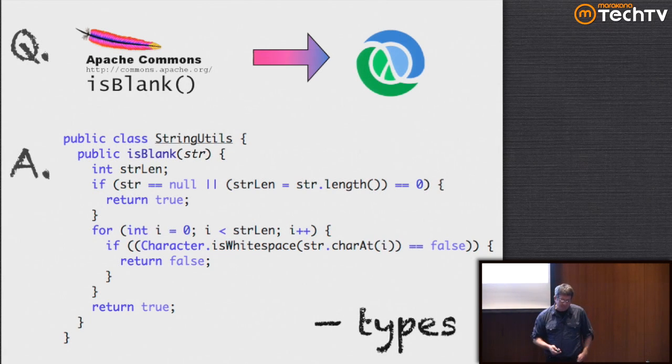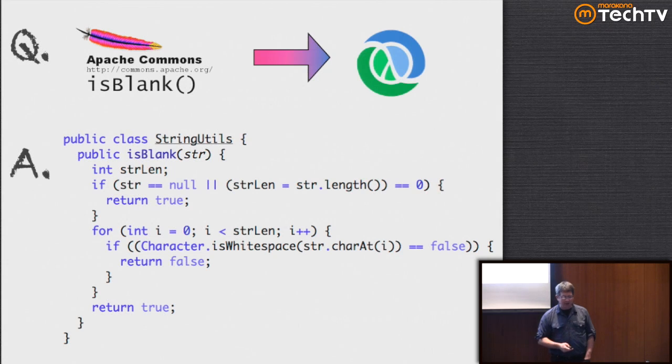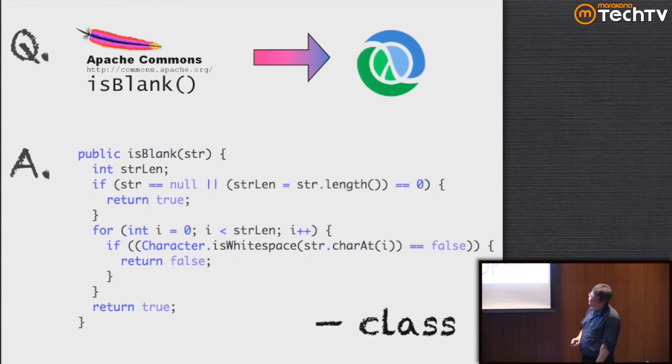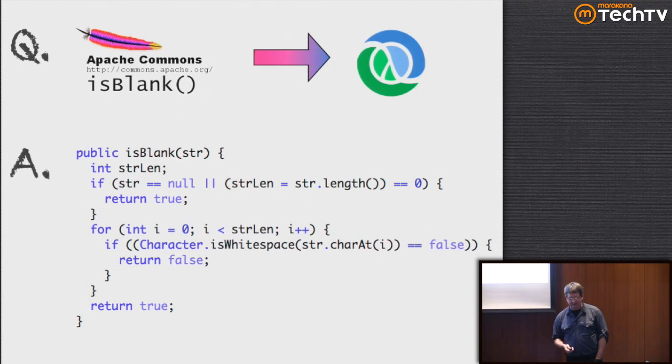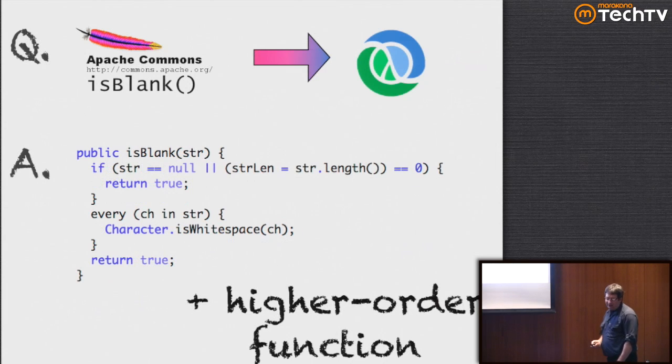First thing we'll do, since Clojure is dynamically typed, we'll get rid of all the type information. So we'll strip out all the types. Looks like that. We're definitely in pseudocode now. We're between Java and Clojure now. We can get rid of the class because we don't need classes here. Everything's function-based. The next thing we're going to do is use a higher order function.